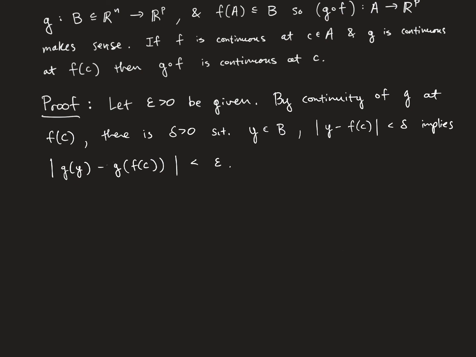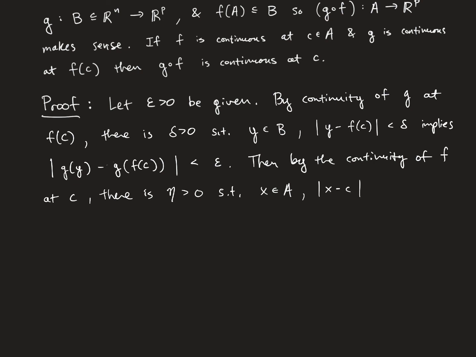Then by the continuity of f at c, there is an eta greater than 0 such that when x is in A and x differs from c by less than eta, that implies that f of x and f of c differ by less than delta.